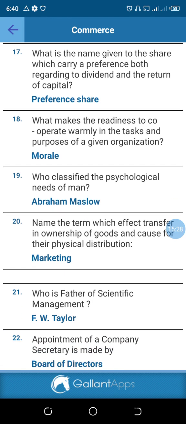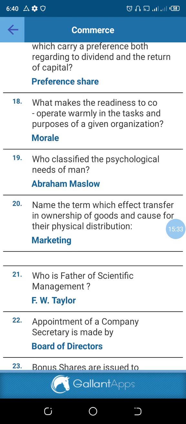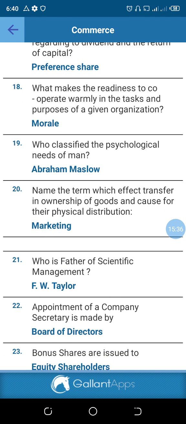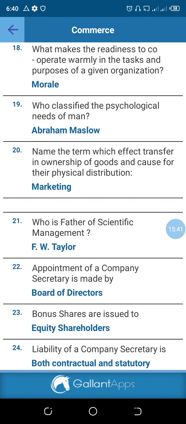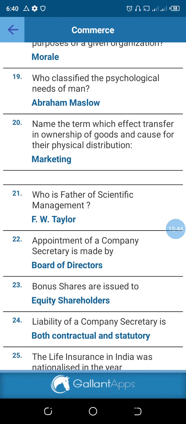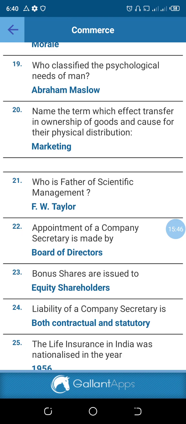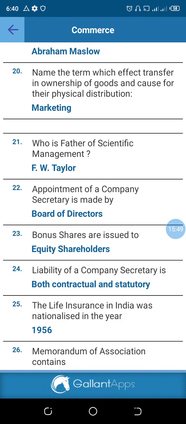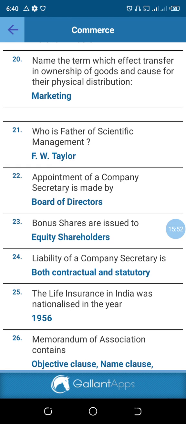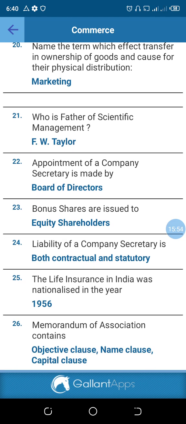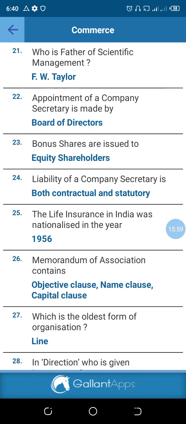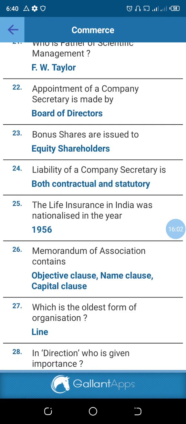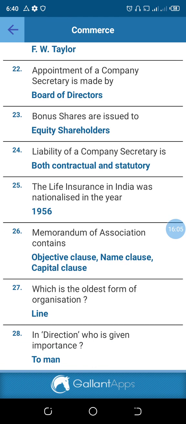What is the name given to the share which carries a preference both regarding dividend and the return of capital? Preference share. What makes the readiness to cooperate warmly in the tasks and purposes of a given organization? Morale. Who classified the psychological needs of man? Abraham Maslow. Name the term which affects the transfer in ownership of goods and causes their physical distribution. Marketing. Who is the father of scientific management? F.W. Taylor. Appointment of company secretary is made by board of directors.